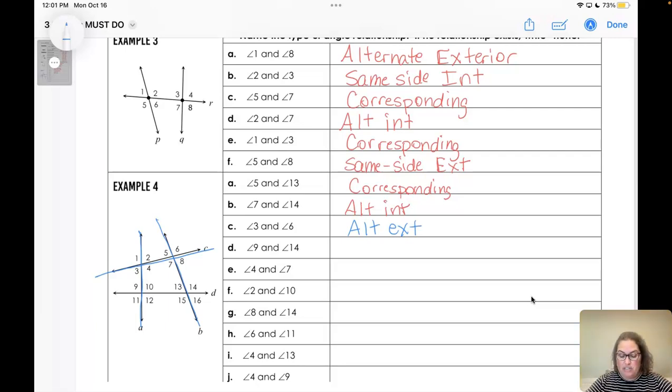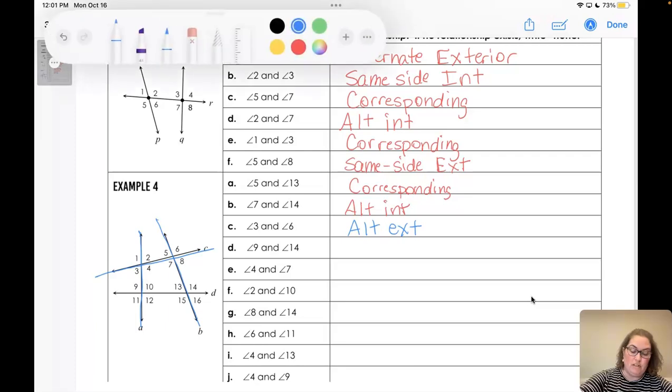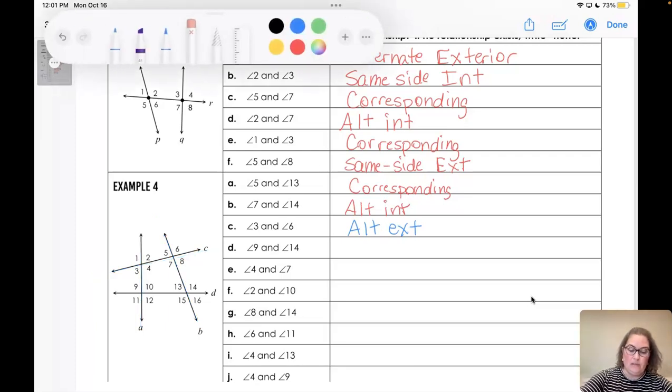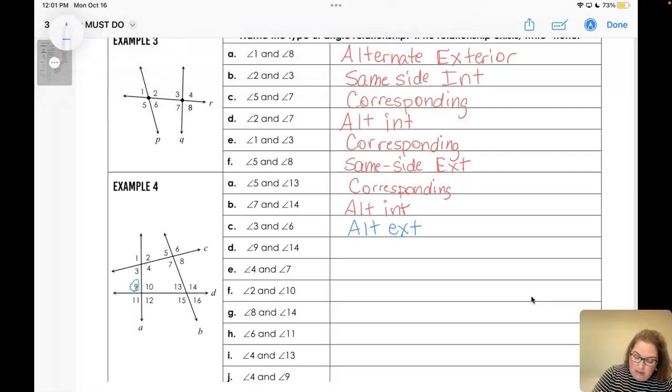Then 9 and 14, it's a different transversal again. So now we're going to look at, here's 9 and 14. So the lines that make up those angles are line D, line A, and line B. So it has nothing to do with line C at this point. Okay.